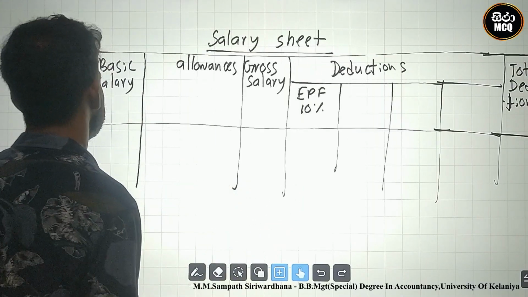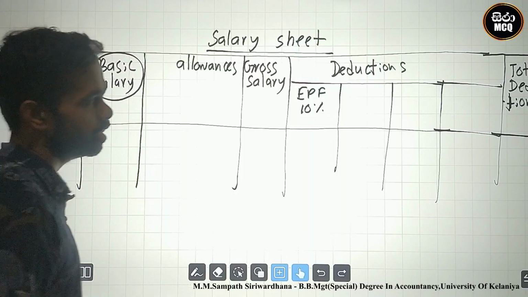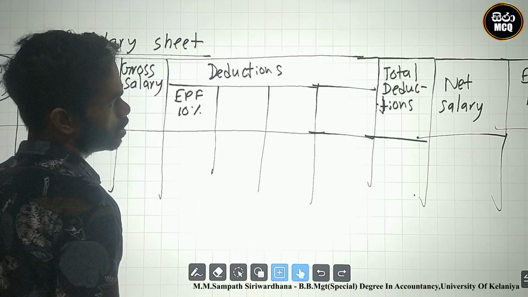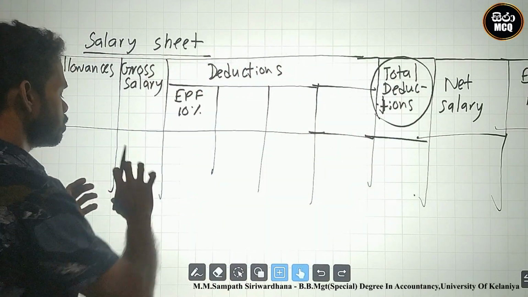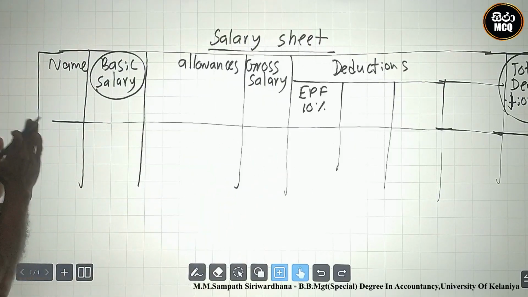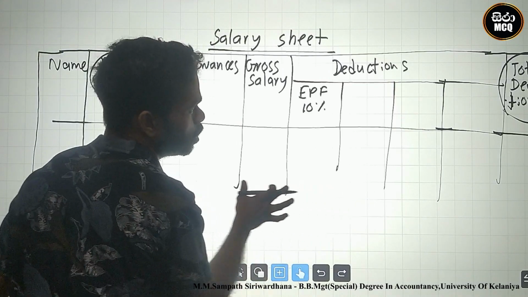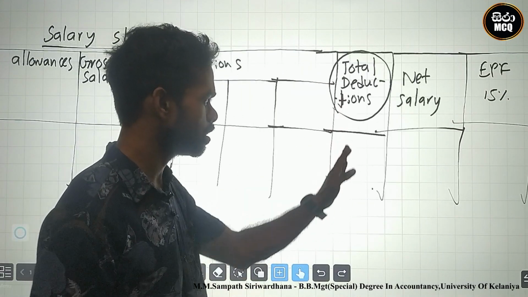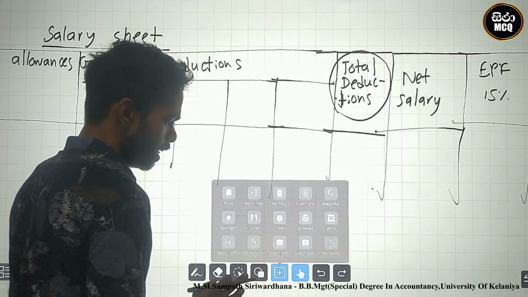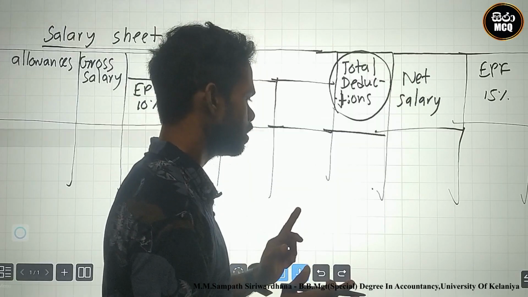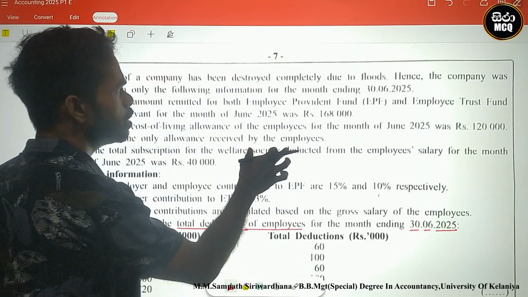After that, the basic salary should be identified as an answer, and total deductions should be identified as the answer. Total deduction is the first one of the answers, but in the salary sheet the total deductions is in the middle. We enter the information supplied in this question.